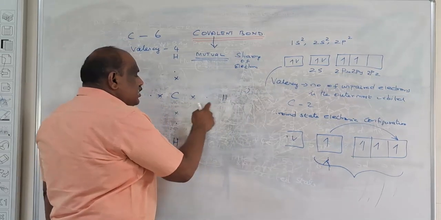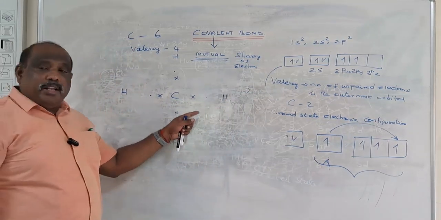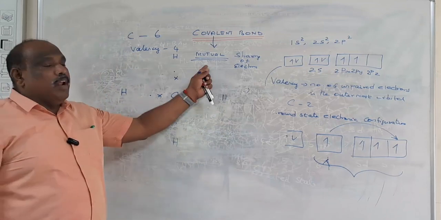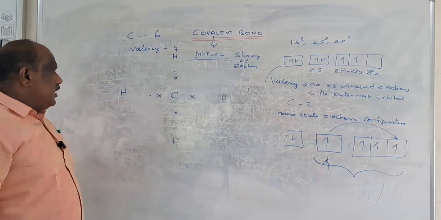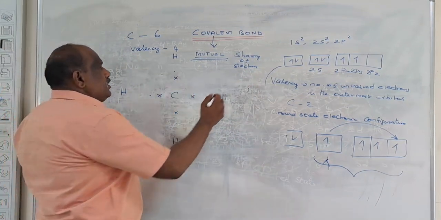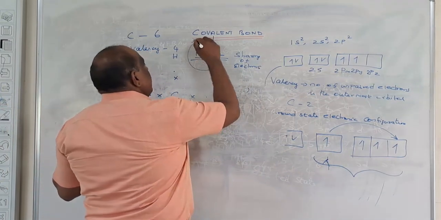What is meant by mutual sharing? If you are giving 1 electron, I will also give only 1 electron. If you give 2 electrons, I will also give 2 electrons. That is mutual. Mutual sharing of electrons results in the formation of a covalent bond.